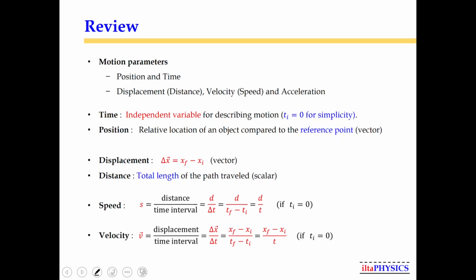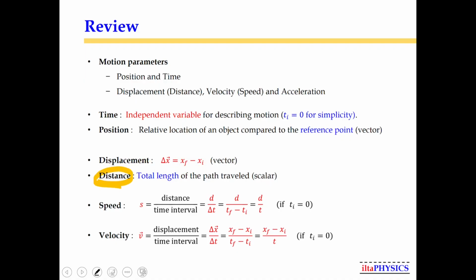Position is defined as the relative location of an object with respect to a reference point. Since it includes direction like left or right, position is a vector quantity. Displacement is the change in position calculated as the final position minus the initial position. It's also a vector quantity.